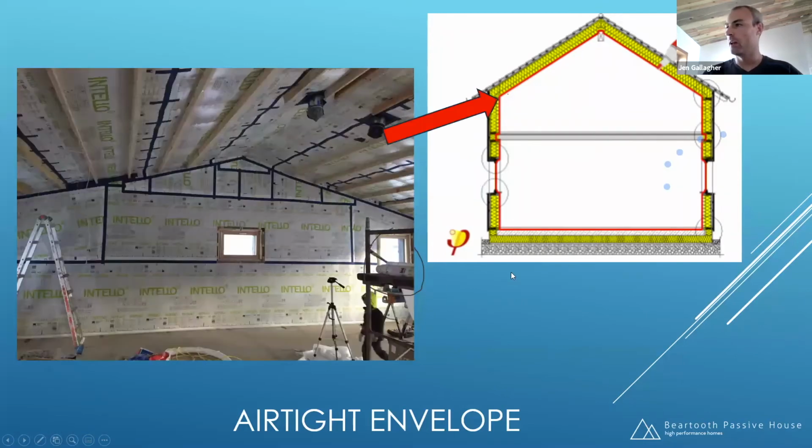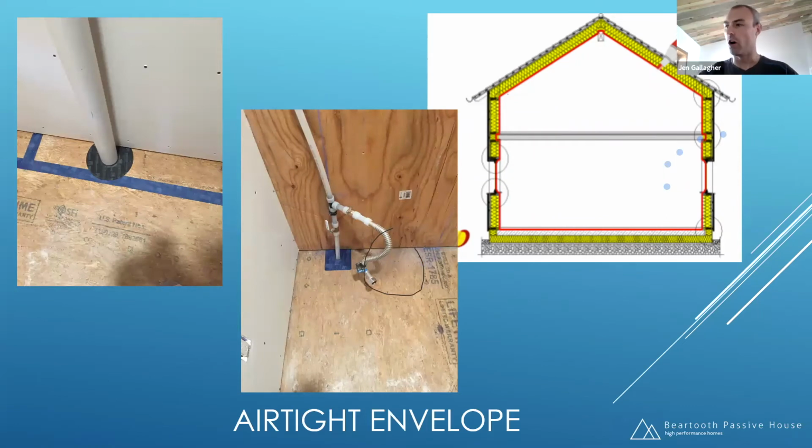Okay. And this is our ceiling and how that meets the wall, right? So we've got our Intello on the wall, it travels up, and we have Intello on the underside of our roof trusses, and that is all connected, okay? You can see we have some framing that sits on the inside of that Intello. That's so we can run a lot of electrical and ventilation, all of that sort of thing, and be able to not have to put many holes whatsoever in our air barrier.